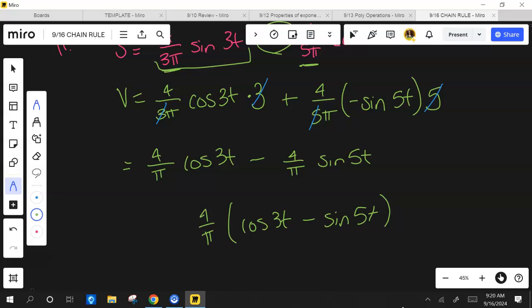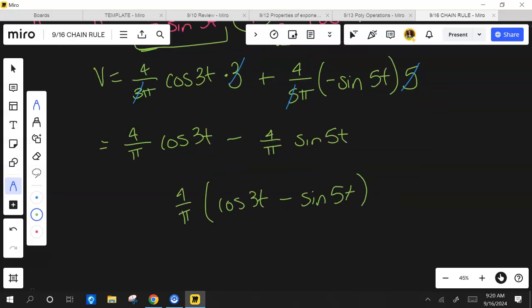No, it's just find the velocity. It's just the first derivative. It's constant. Derivative of a constant is 0. Second derivative. What's the first derivative? What's the derivative of tangent? Secant squared.